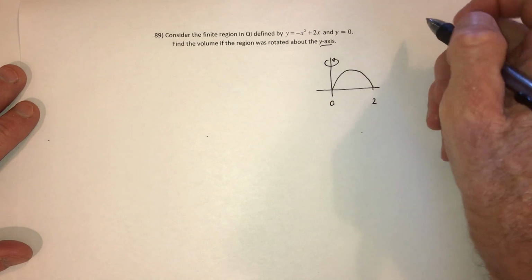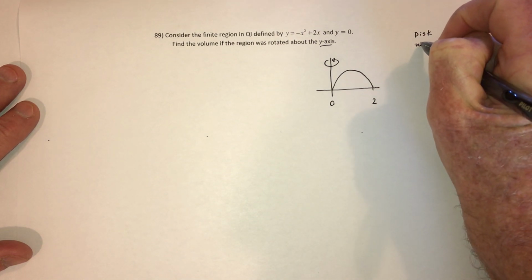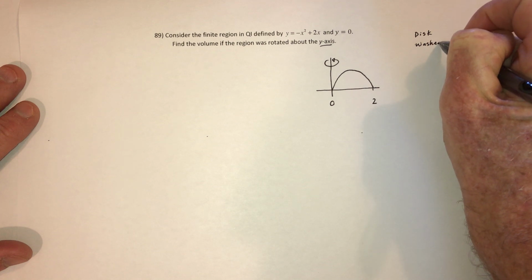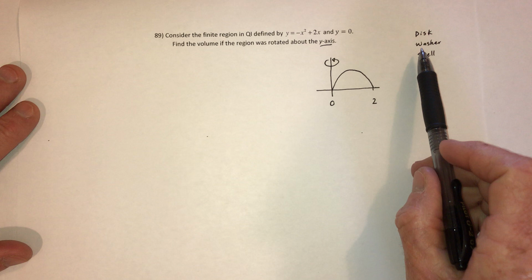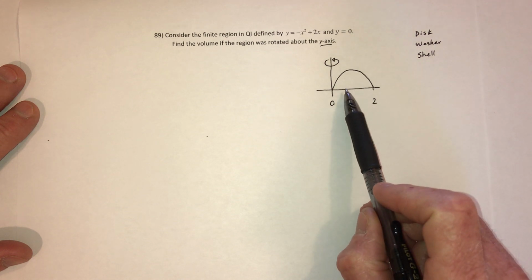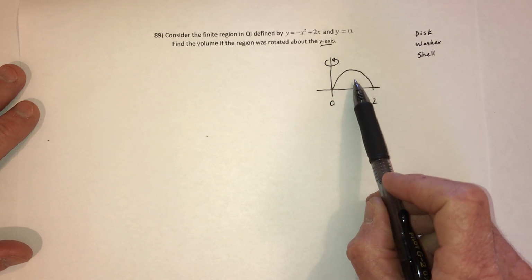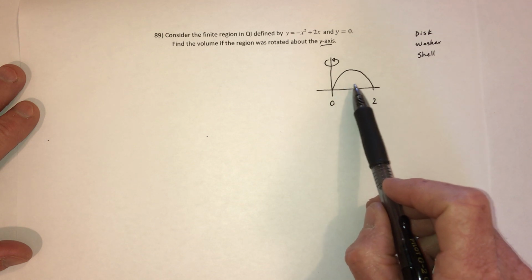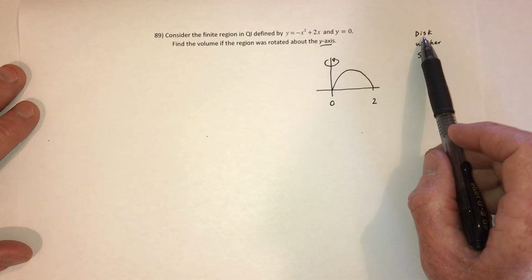So then we have to decide, is it the disk method? Is it the washer method? Or is it the shell method? Well, washer is when the shape has a hole in it. So for example, if there was another little parabola underneath this and it says between those two, well, that would have this hole in it, and washers have a hole in them. Could it be the disk method?